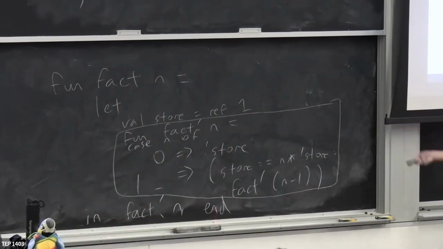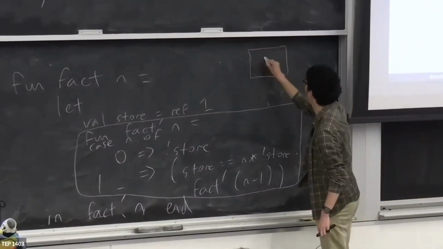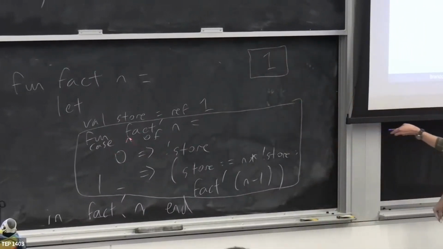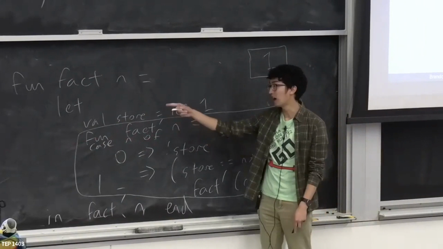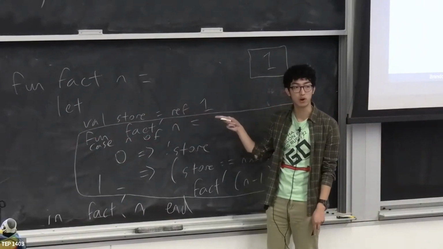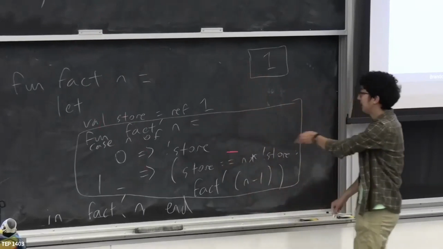When I call fact, I make a singular ref cell. I allocate my ref cell that has 1 in it. Then my recursive function fact prime actually goes and does the recursing. And notably, when I call fact prime, it doesn't allocate another store. Basically, this is exactly the same thing as that, right? This is exactly the same thing as that.